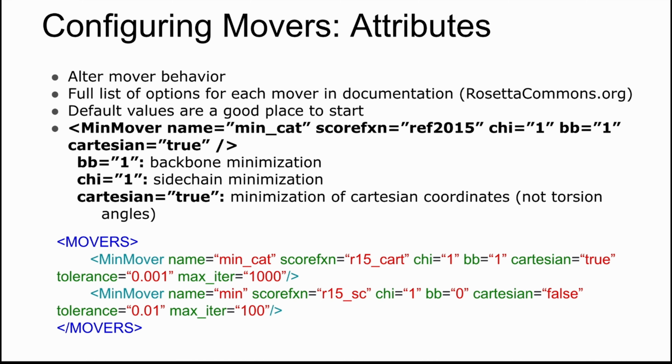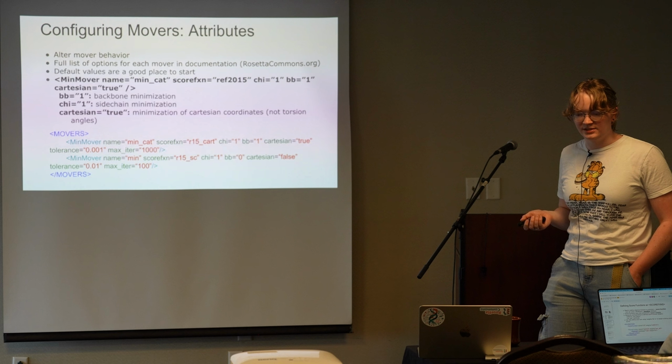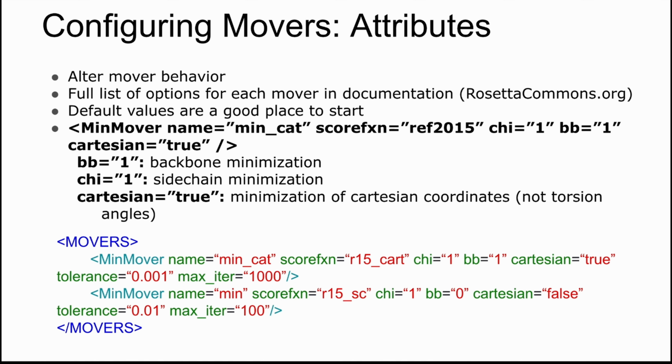Okay, so how do we fine-tune the movers to do exactly what we want them to do? That's with attributes. Attributes will alter the mover behavior. There is documentation for each mover on the different ways that you can fine-tune things. But in general, the default values are a good place to start, or at least to see how it works. So for example, this is the min mover. You can set the score function, chi and backbone, weights, and Cartesian, using Cartesian versus torsion angles.